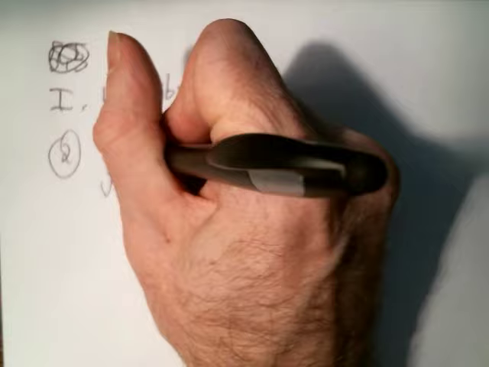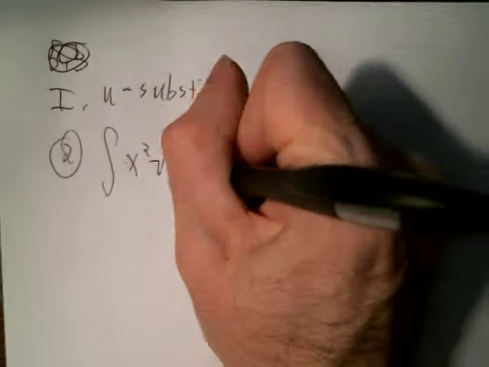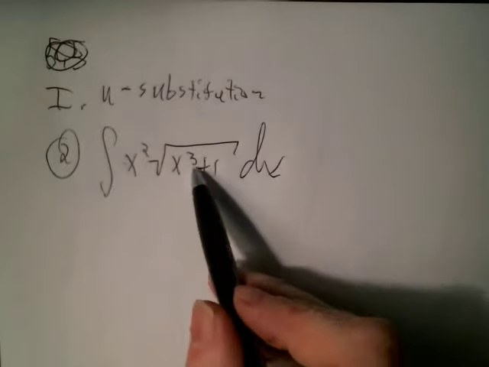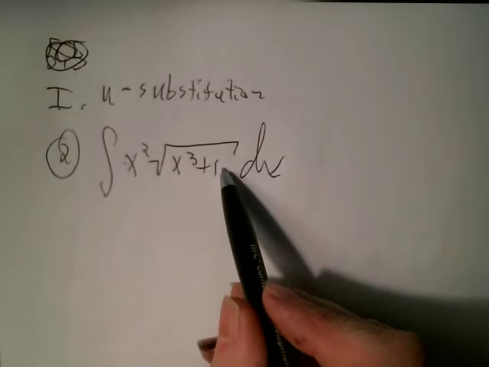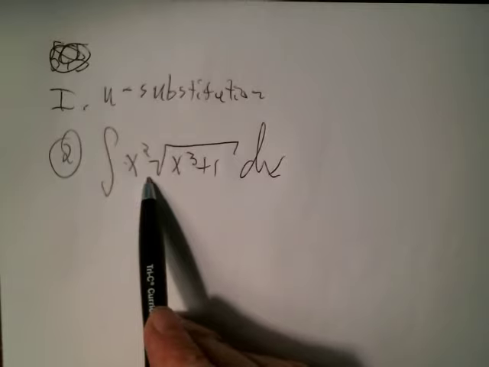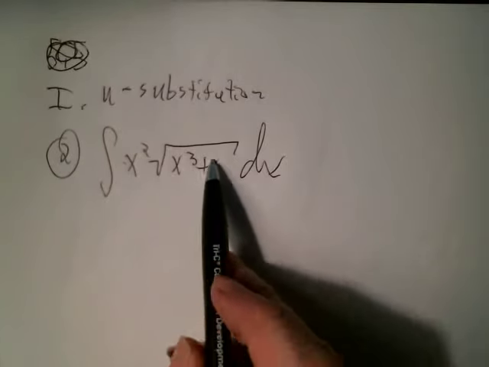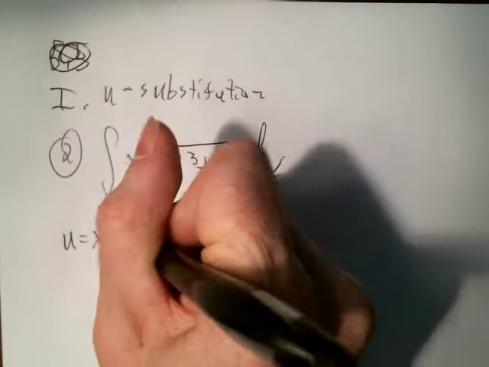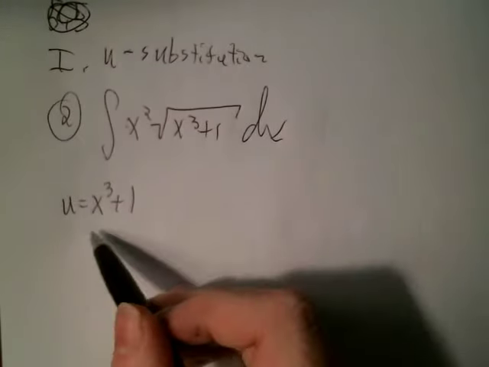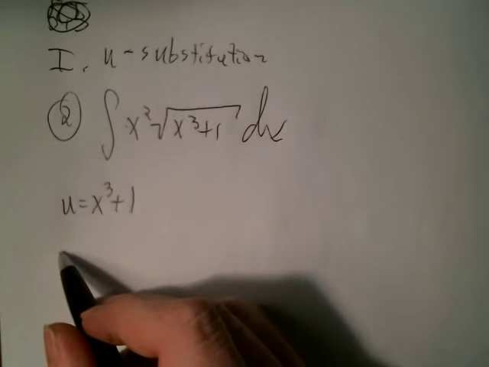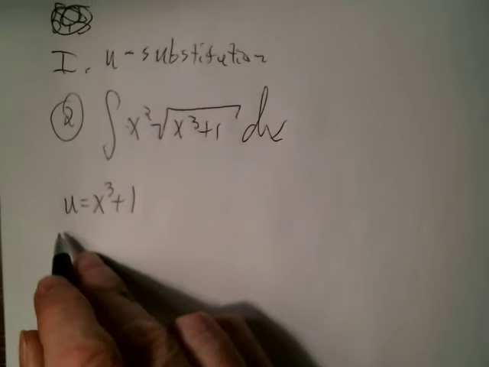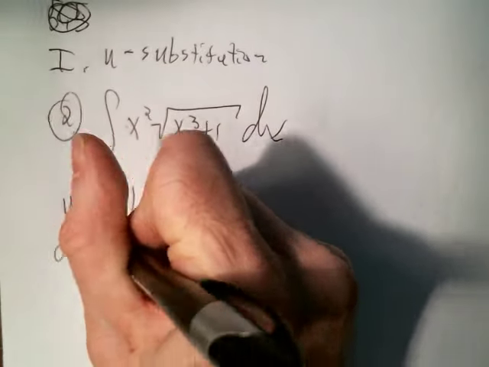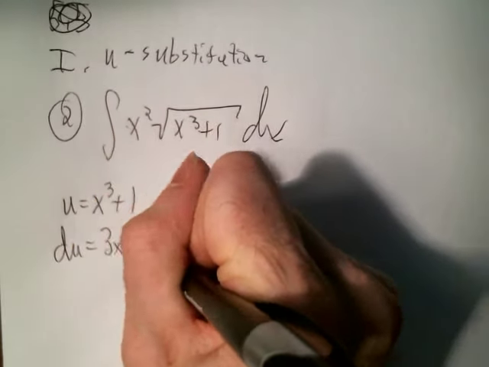So we have the integral of x squared times the square root of x cubed plus 1 dx. I see that x cubed plus 1, its derivative is a lot like x squared. So that's going to be my U substitution. I'm going to let u equal x cubed plus 1, and then I take its derivative in the differential form. I'm not going to write y prime equals 3x squared. I'm going to write du equals 3x squared dx.